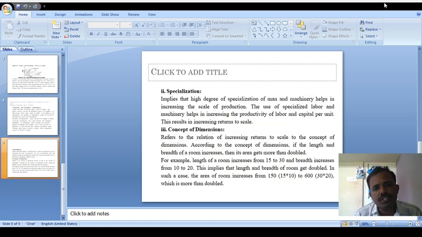The second one, specialization, implies that a high degree of specialization of man and machinery helps in increasing the scale of production. Specialization is very, very important. What we say in Adam Smith is the division of labor. The use of specialized labor and machinery helps in increasing productivity of labor and capital per unit. This results in increasing returns to scale.